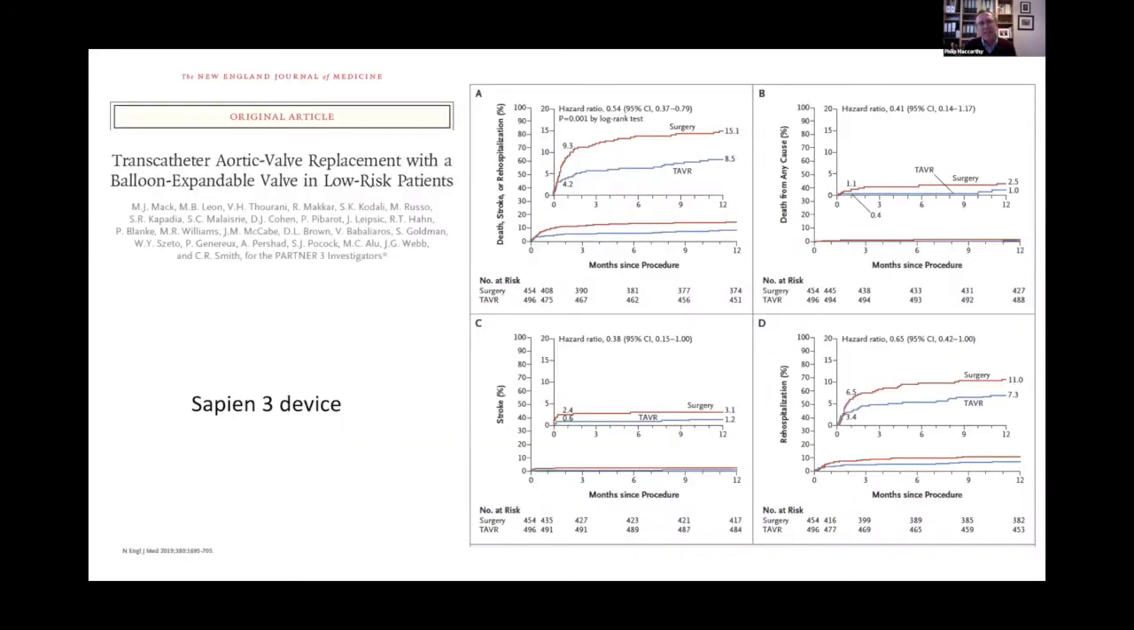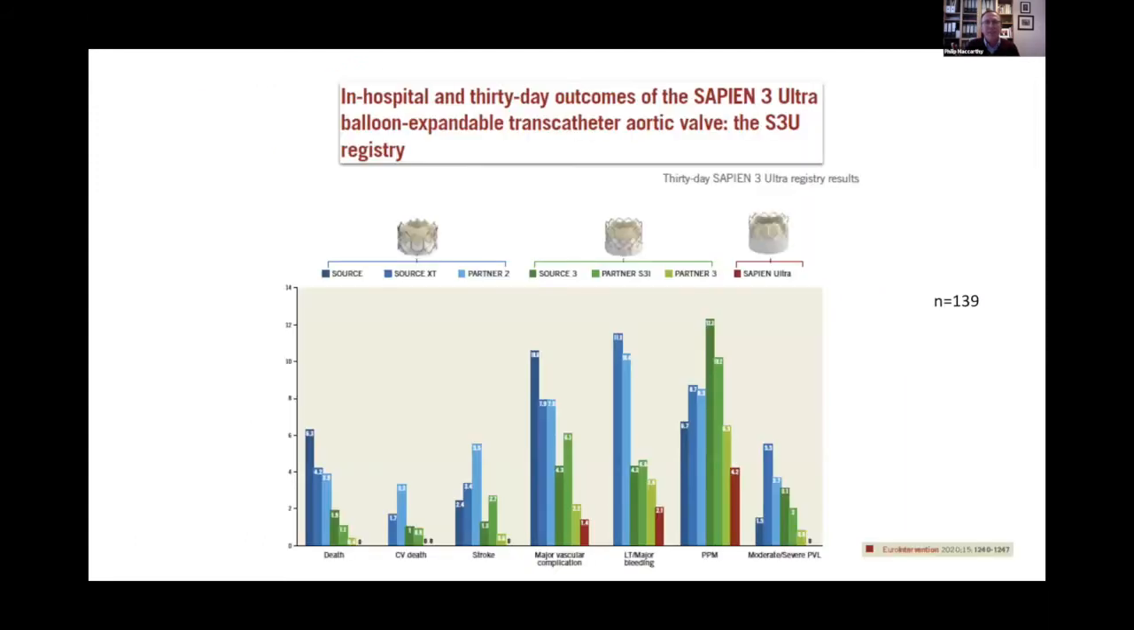The real landmark study with the SAPIEN device is the Partner 3 study, which shows low-risk patients being randomized, TAVI versus surgery. And if you look at these graphs in the figure, you can see that combined endpoint, TAVI does better, death from any cause, TAVI does better, stroke and rehospitalization, an improvement on all metrics. So TAVI beats surgery, but the criticism of this study is it was a highly selected population, and our surgical colleagues say this is not the real world, but it's certainly fairly compelling.